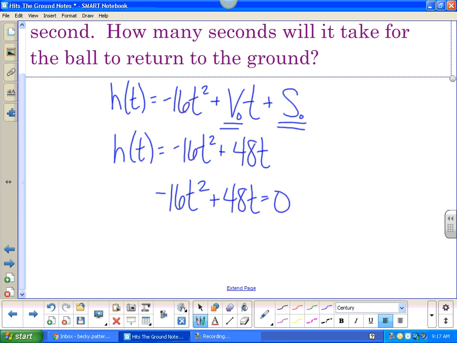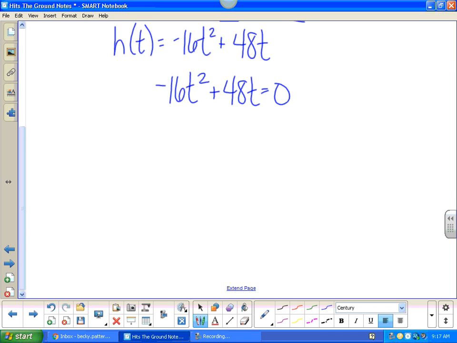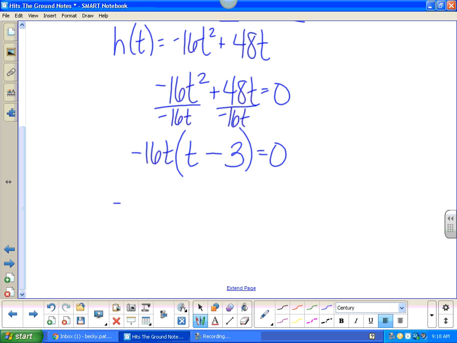So I'm going to set it equal to 0. Okay, I'm going to GCF a negative 16 and a t. I only have two terms here, and they both have a t. T minus 3. I don't mark this one out. I have to actually solve it because it has a t.